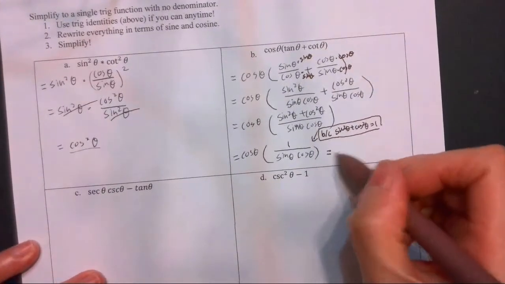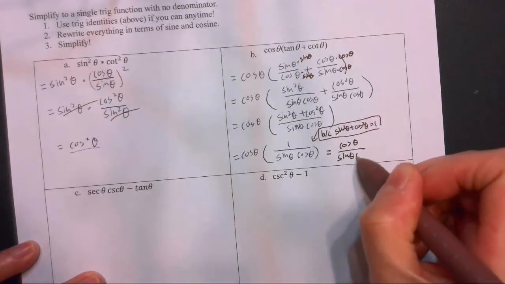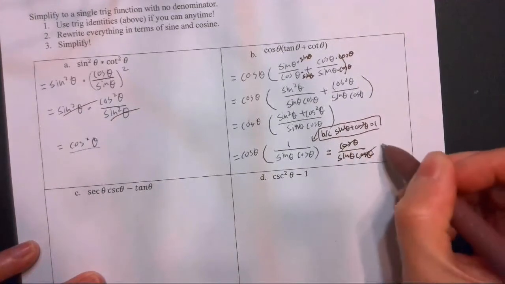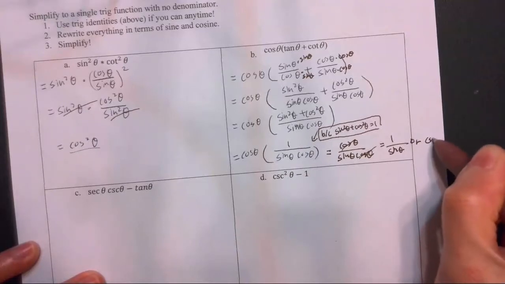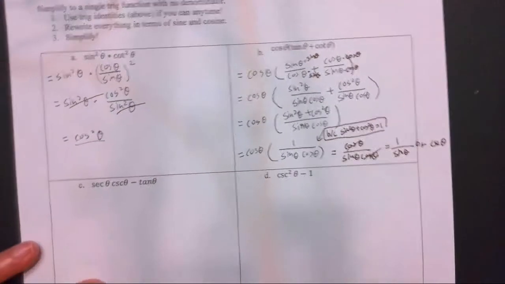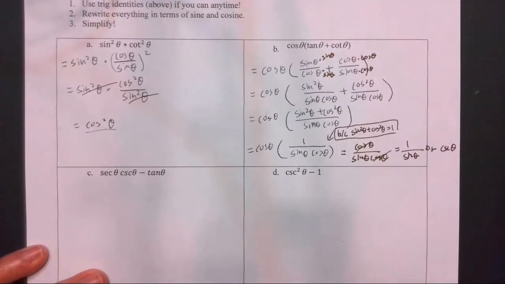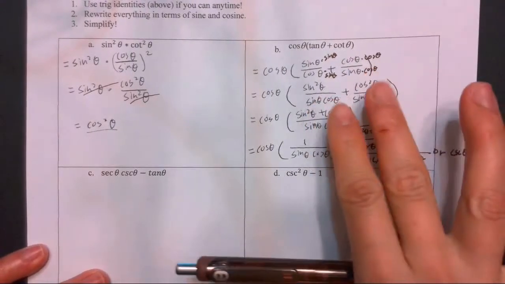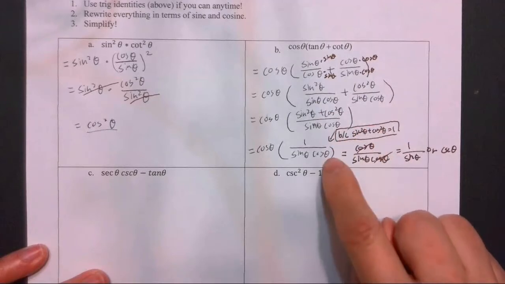Okay, now I can just write it as cosine theta over sine theta, cosine theta, 1 over sine theta, or you can just do cosecant theta, because 1 over sine theta is the same as cosecant theta. So that one was a little difficult, wasn't it? But not that much. You just have to remember, simplify as much as possible, and when you see the trig identity here, use that. Alright, let's keep going.